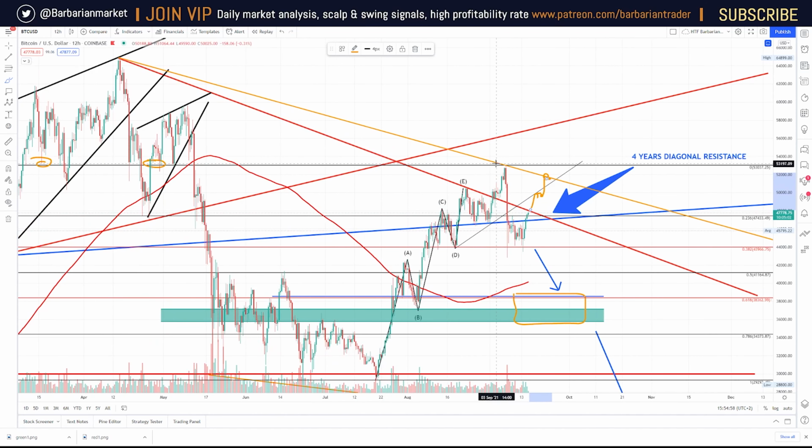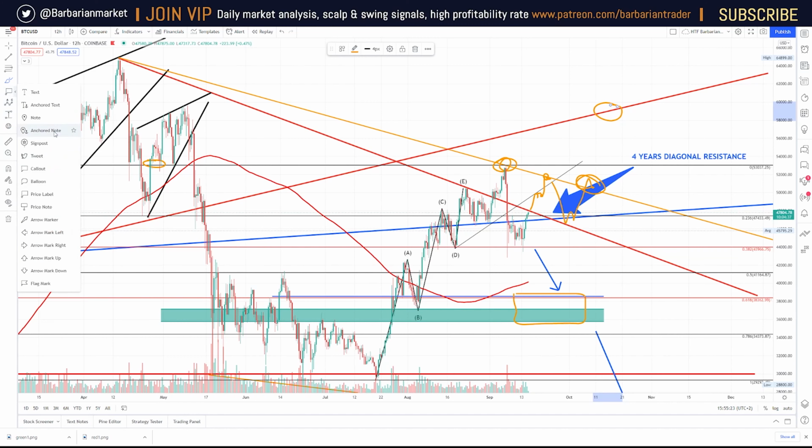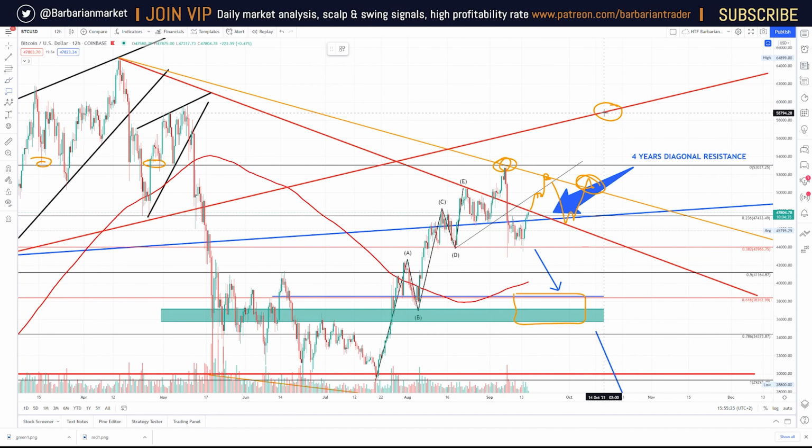Look, this was the first test. Possible to go again here, then break it. And then if we break this one and we test the support, then possibly, yes, I will take a long and look at this area. But until then, there is no point to be very bullish.